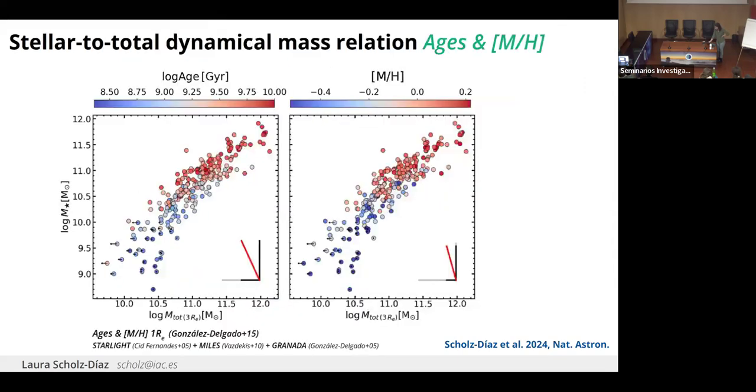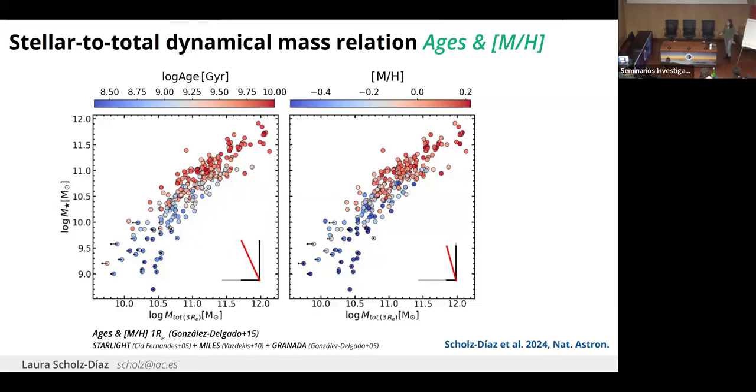What we did again was to color code the stellar to total dynamical mass relation with galaxy ages on the left, and galaxy metallicities on the right. The ages and metallicities are measured within 1 Re with the STARLIGHT code fed with the MILES and Granada models. This is described in detail in González Delgado 2015. Okay. So we see now how galaxies over here are older, and are also more metal rich. These galaxies in this lower regime are younger, and they also tend to be more metal poor.